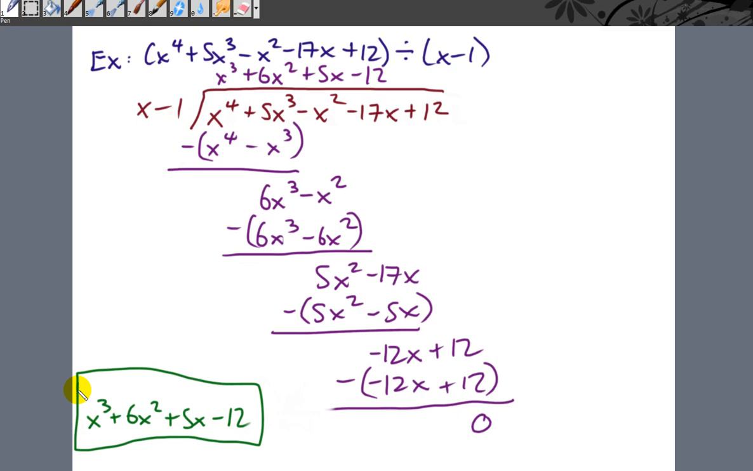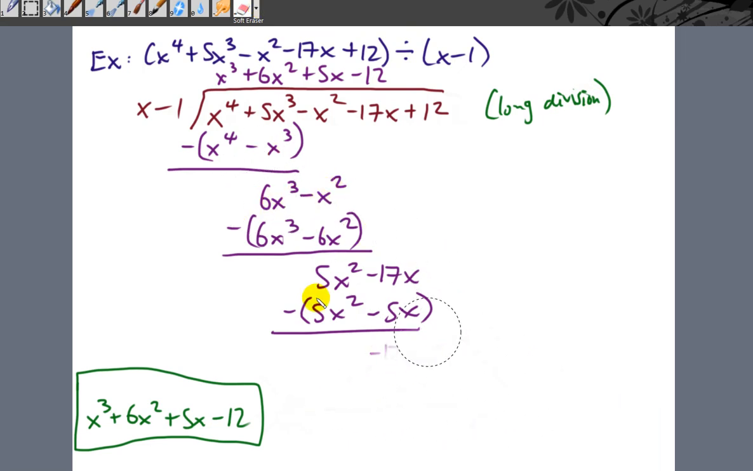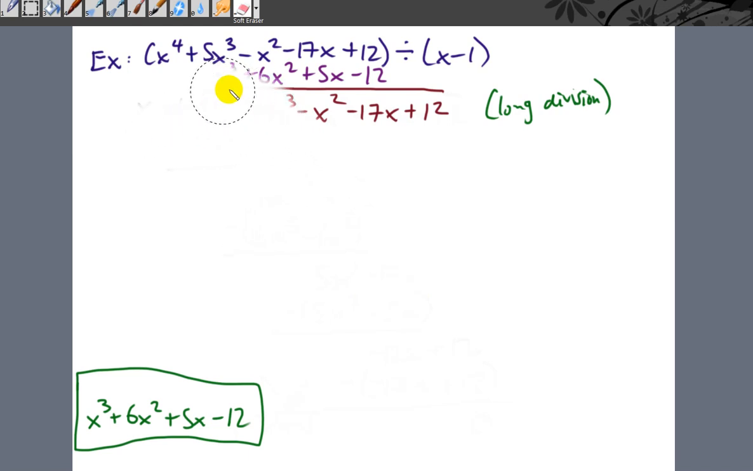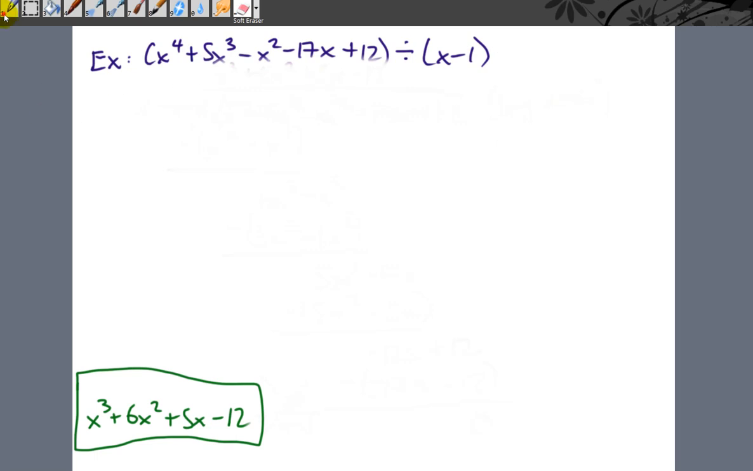Okay? So let me now show you how you can do it instead of, so this right here, we use long division. Okay, let's say now we change this up and we use synthetic division. So starting all the way from the beginning, let's go ahead and synthetic divide this guy. Okay, so let's say now we used synthetic division.